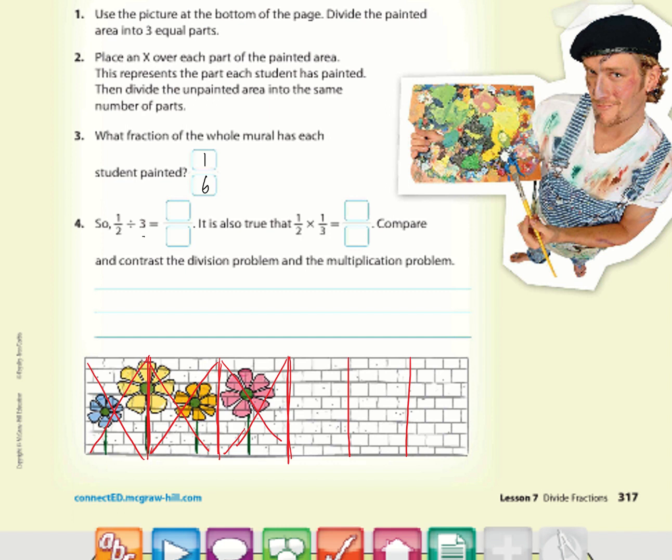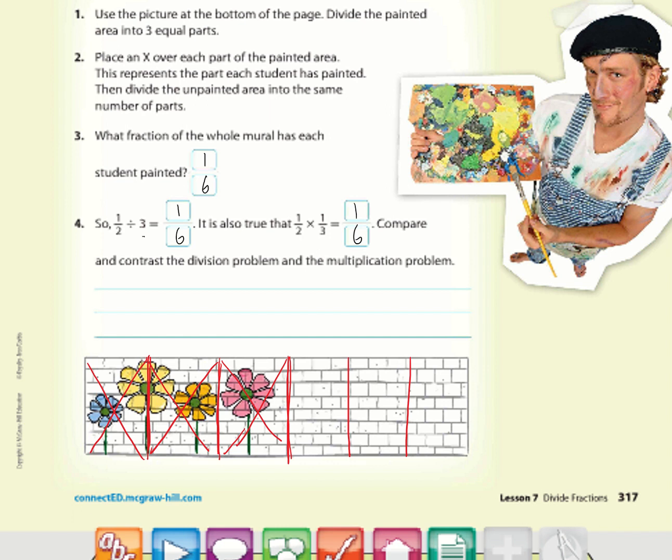So I have 1/2 divided by 3 equals 1/6. Because 1/2 of the mural is painted, and then 3 people painted it. So we do 1/2 divided by 3 equals 1/6. So it is also true that 1/2 times 1/3 is 1/6. It says compare and contrast the division problem and the multiplication problem.